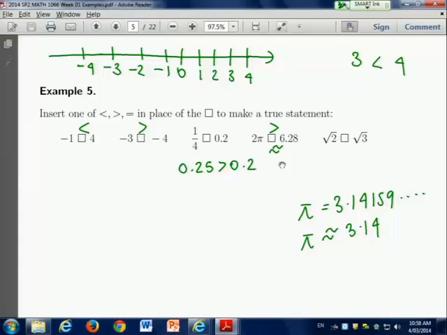Root 2 and root 3. Which one's smaller? Root 2. You might have to use your calculator to work it out, so it's a less than sign.